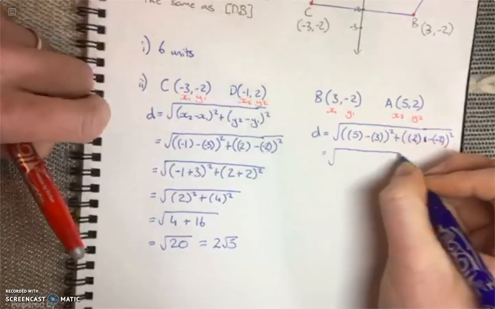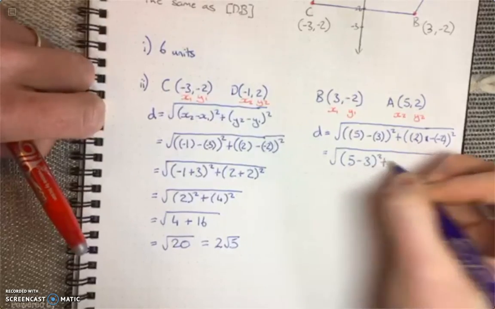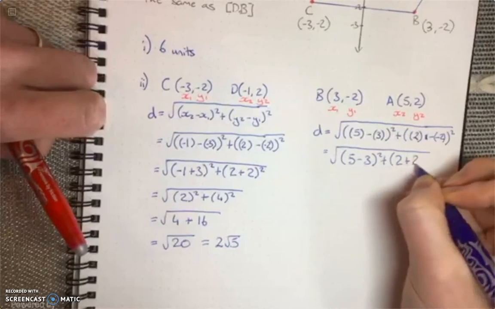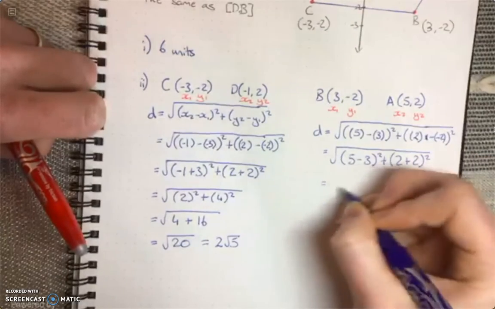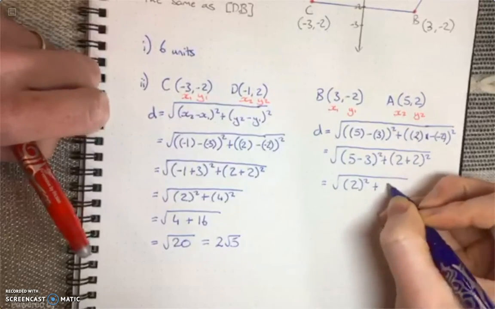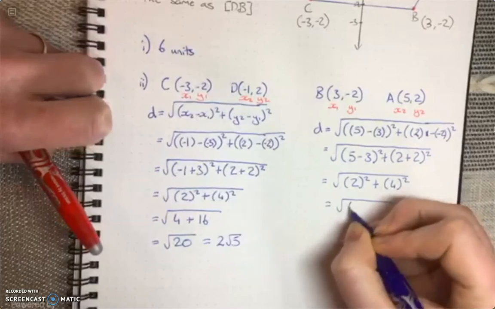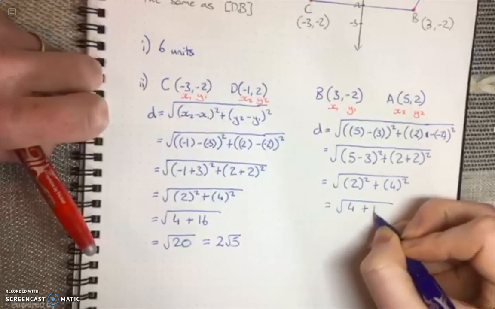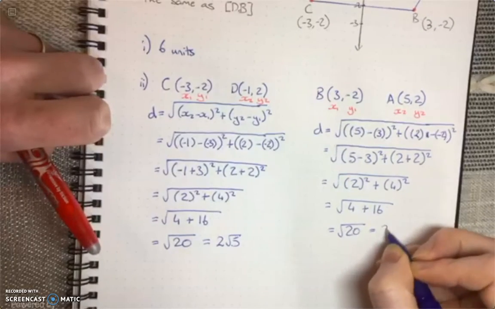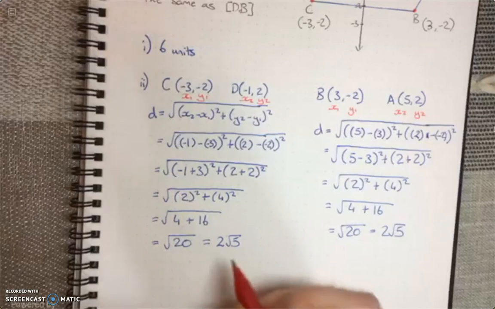So then I'm going to get a 5 minus 3 all squared plus a 2 minus 2 plus 2 all squared. So 5 minus 3 gives me 2 squared, and 2 plus 2 gives me 4 squared. 2 squared is 4. 4 squared is 4 times 4, which is 16. So this is equal to the square root of 20, which is the same as saying 2 root 5. So we've shown that both of them have the same distance.